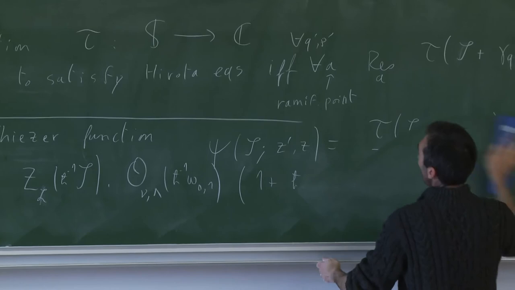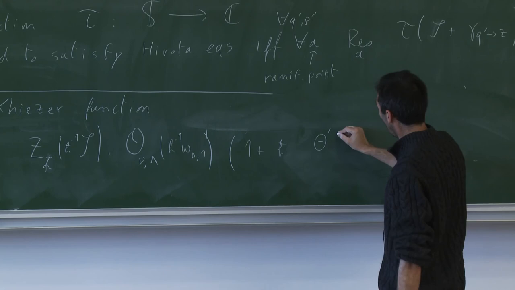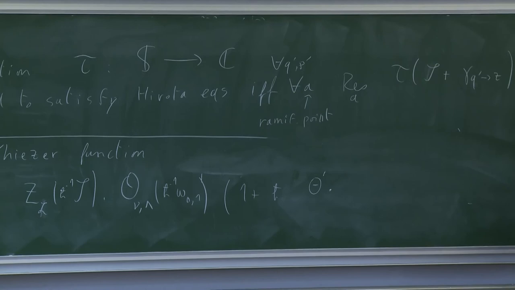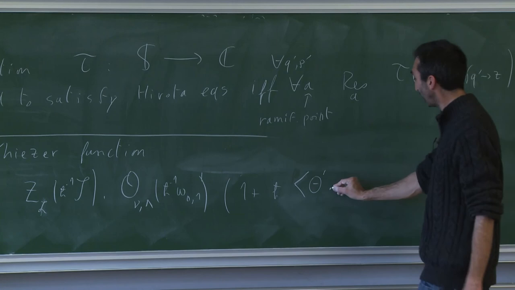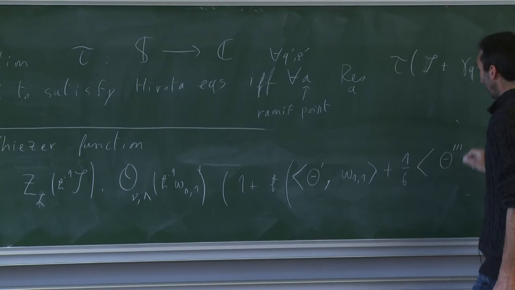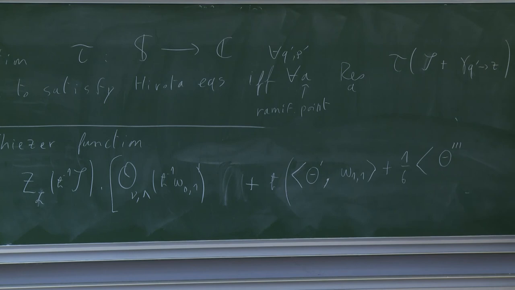So theta 1 is what I will call theta prime. Theta prime is a cycle. You can compute an integral of a one-form on it. And the pairing, the integration pairing, let me write it this way, omega 1, 1. Plus 1 over 6, and here you have theta third. So let's put 1 plus... And then it's not logarithmic derivatives. Theta third is a product of three cycles, and you can integrate omega 0, 3 on it. Plus h bar squared, and so on.